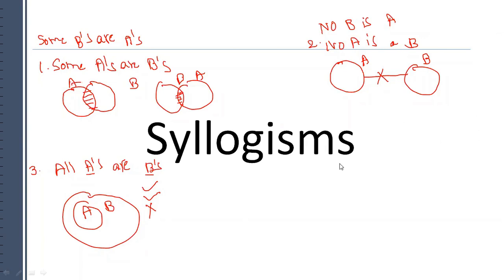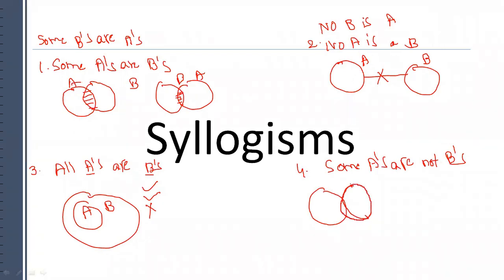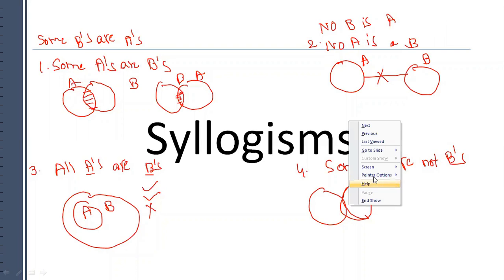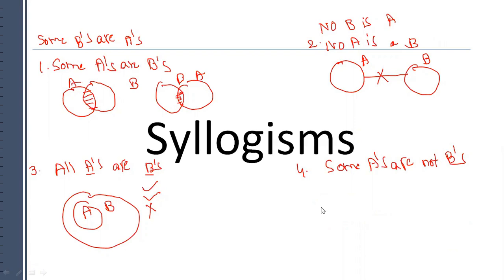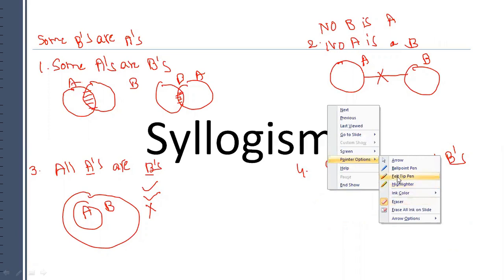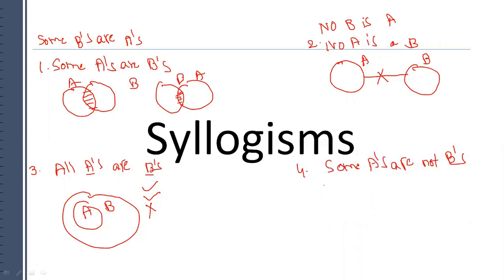Next, the last one, the fourth one. Some A's are not B's. Simply, as I have explained earlier, guys, when you are asked to concentrate on the intersection, concentrate on the intersection. When you are asked to concentrate on the other part, concentrate on the other part. Okay. Some A's are not B's.